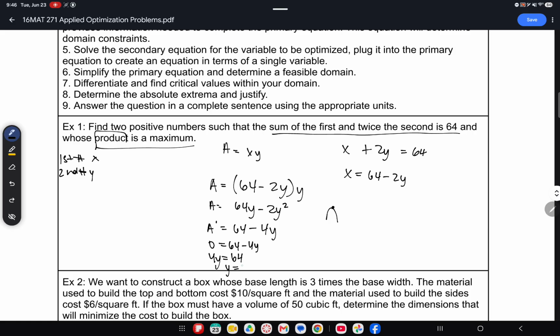You can add 4y to both sides and then divide by 4. So y is 16. Write that over here, 16. And then I can find the other one. X is 64 minus 2y. So 64 minus 2 times 16. So 64 minus 32, which is 32. And there are the two numbers, 32 and 16.